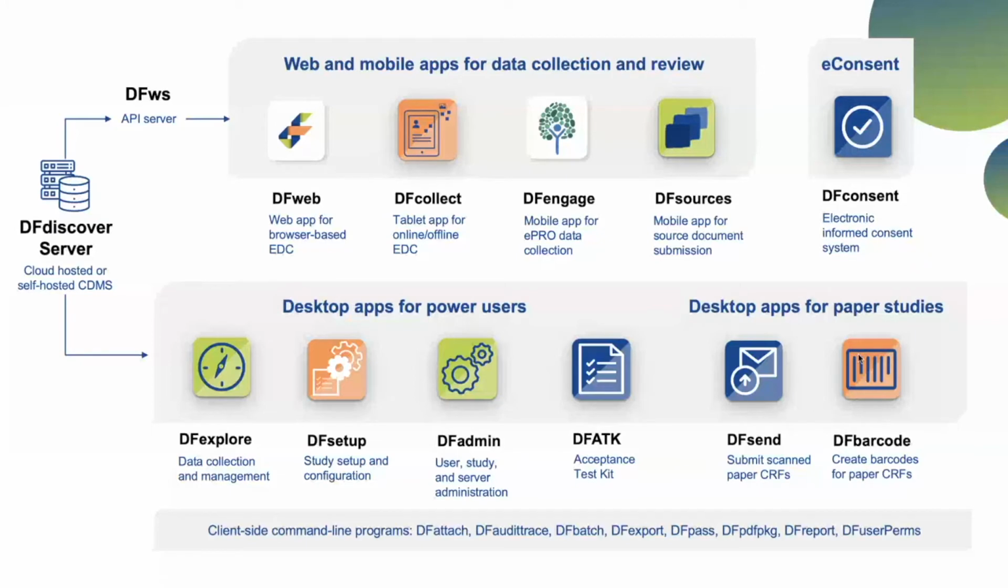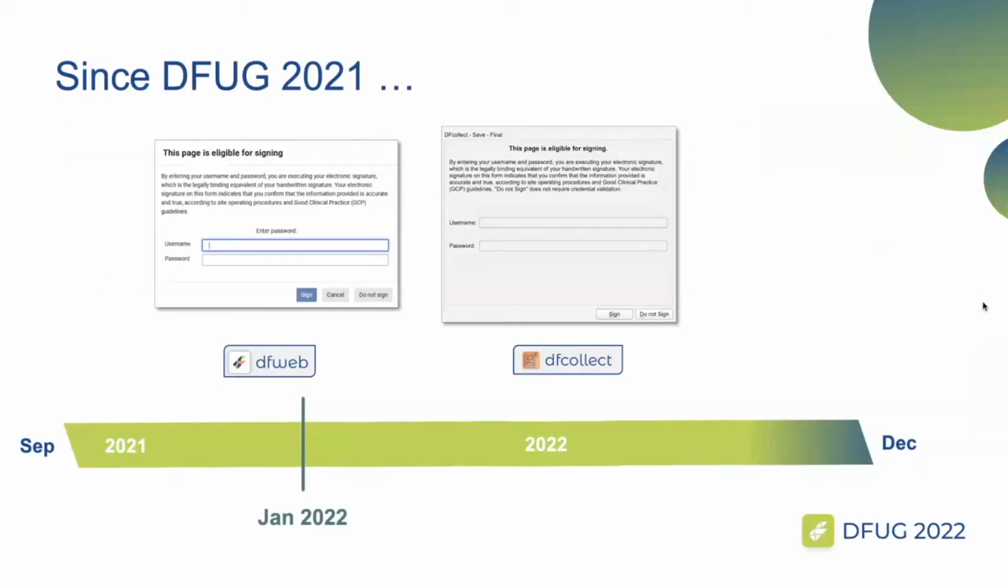Next I wanted to reflect on where we have come with the software since we last met at DFUG last September in 2021. In late 2021, we released a few bug fixes for DFWeb and DFCollect. A notable change in January 2022 was including e-signature support in both DFWeb and DFCollect.